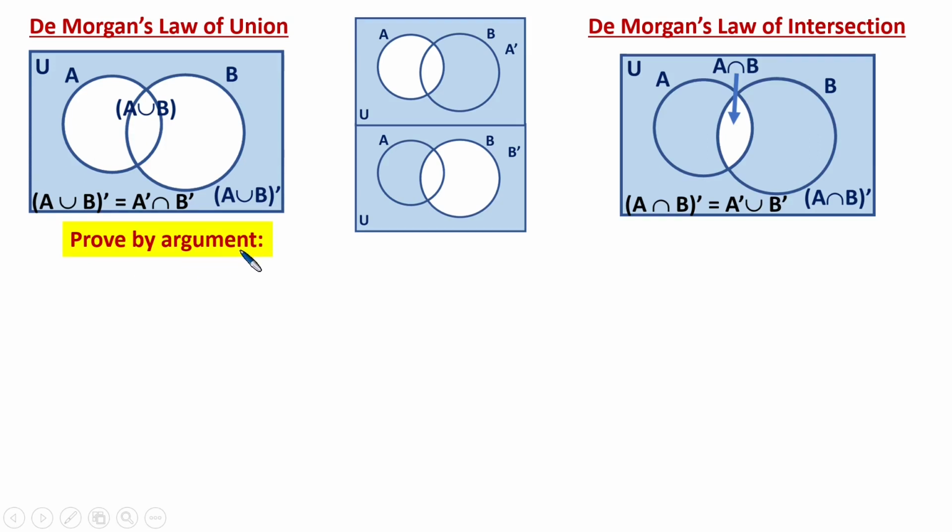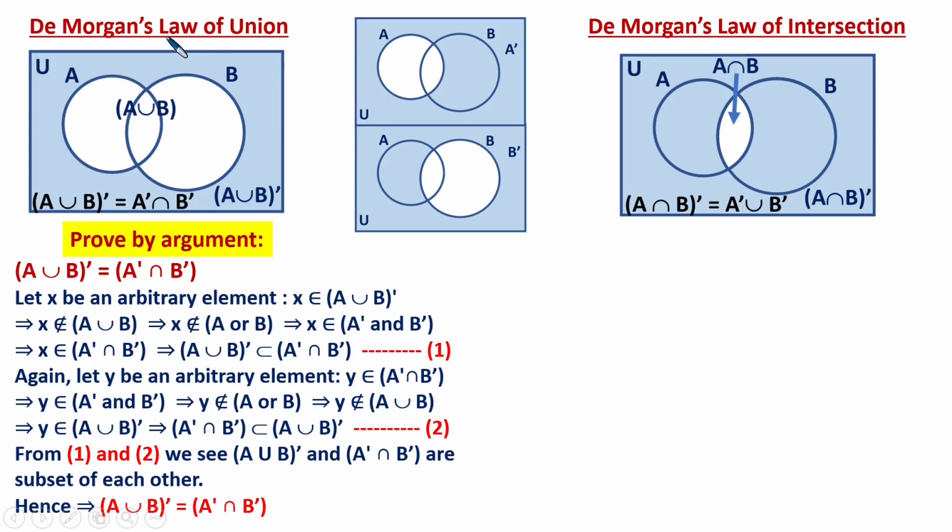We can prove this by argument also without using a Venn diagram, but I always prefer the Venn diagram. But in questions, if they ask you to prove by argument, you have to do it by argument. If they ask you to show by Venn diagram, then you have to do it by Venn diagram. If they don't ask anything, then you can use either, whichever is convenient to you. So now we will prove De Morgan's law of union, that is, (A union B) prime is equal to A prime intersection B prime, which I have written here. So I say, let x be an arbitrary element in this set (A union B) prime.